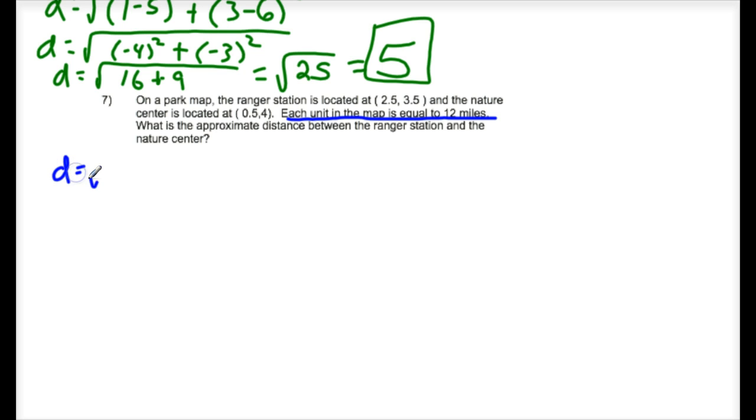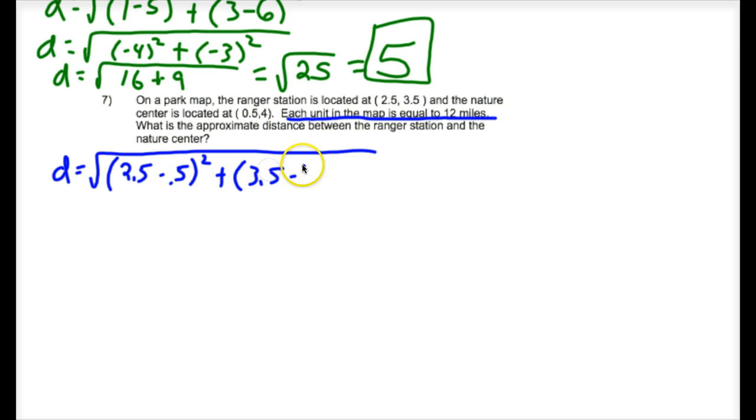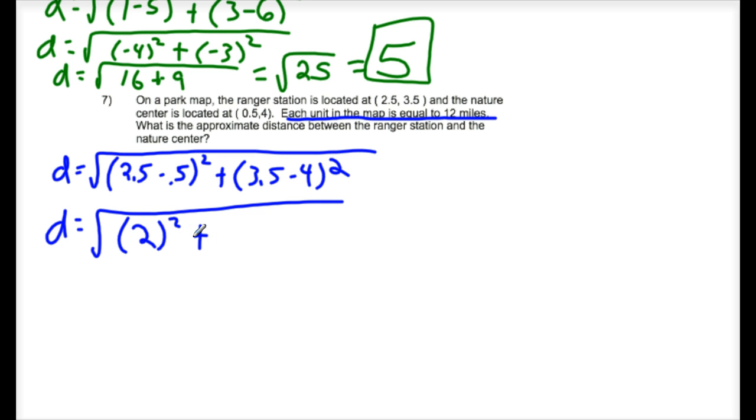So let's find the distance between the 2 points first, and then we'll figure out how many miles it is. Talk me through it. So 2.5 minus 0.5 squared, plus 3.5 minus 4 squared. These aren't that bad with decimals. Katie, in your head, can you do 2.5 minus 0.5? 2. How about 3.5 minus 4? Right, negative 1/2 or negative 0.5.